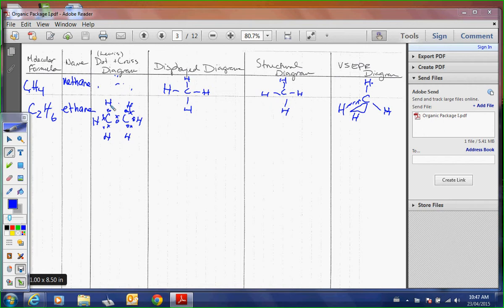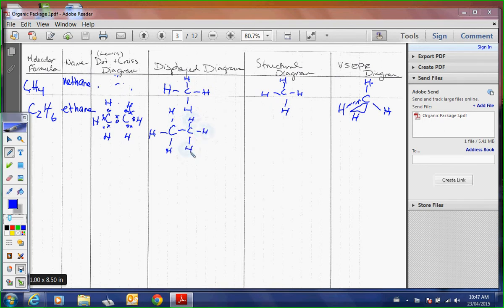Okay? The displayed diagram converts all those X's and O's, which I say kiss and hug in Chem 20. So all these kisses and hugs, which are shared pairs of electrons, we convert those into sticks. So stick, stick, stick, stick, stick, stick, stick.